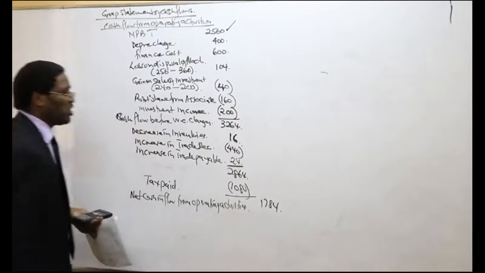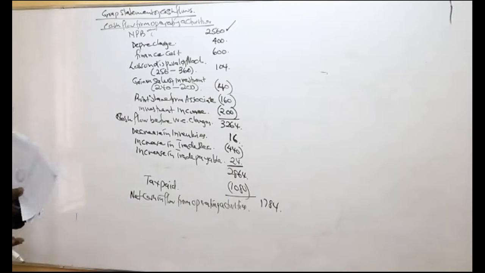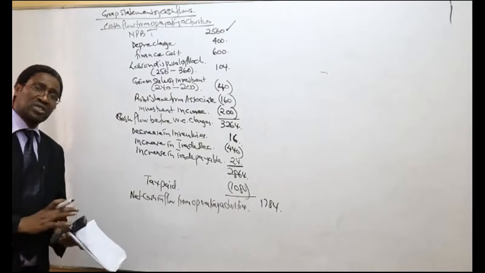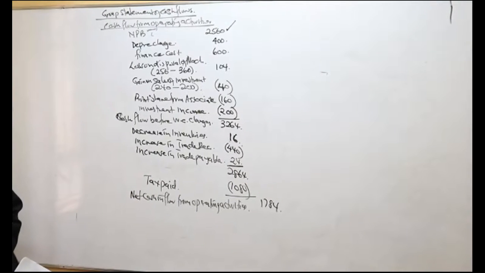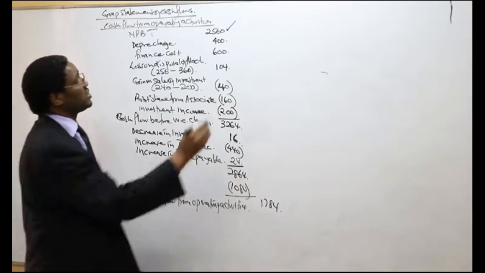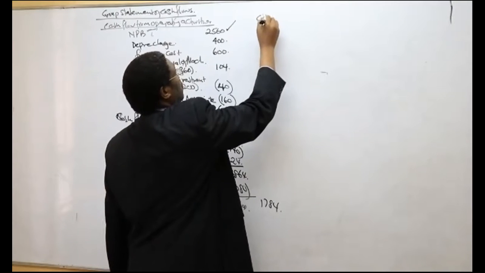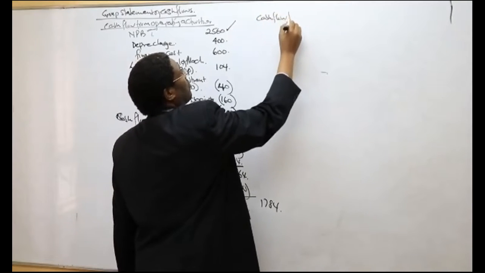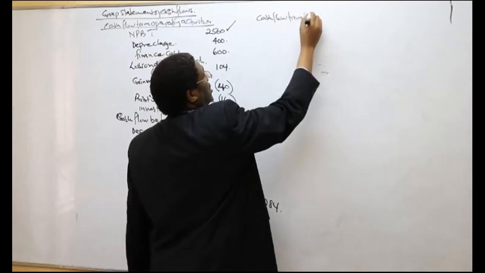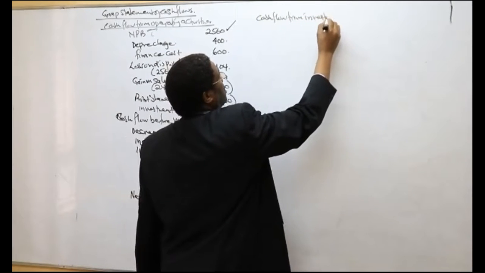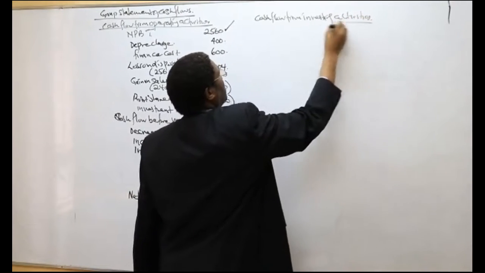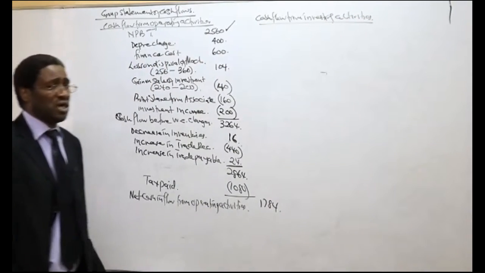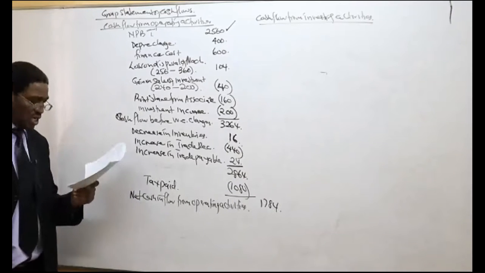So we are through with the first category of cash flows. Now we want to go to the second category of cash flows, and that is cash flow from investing activities. So let's go through the question and identify which are these cash flows from investing activities.